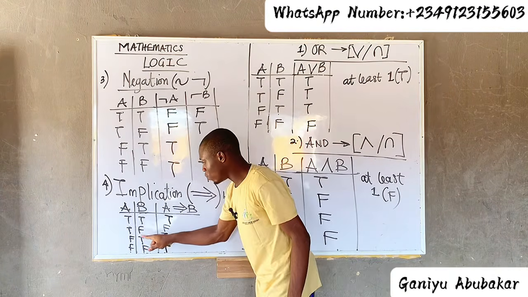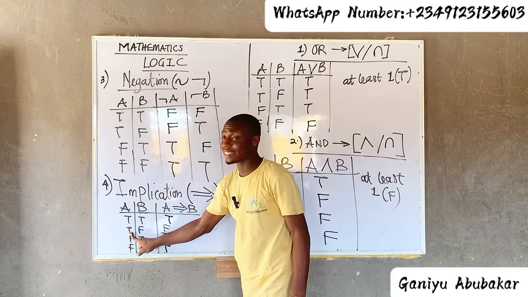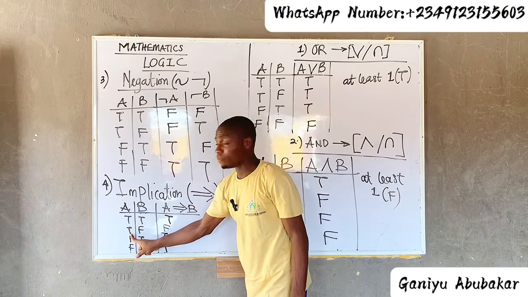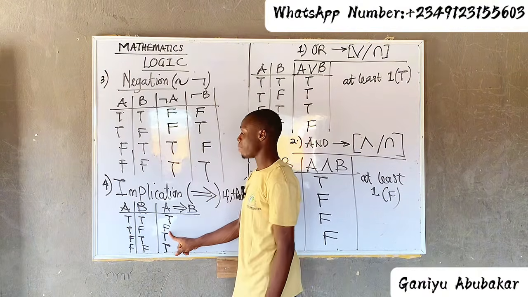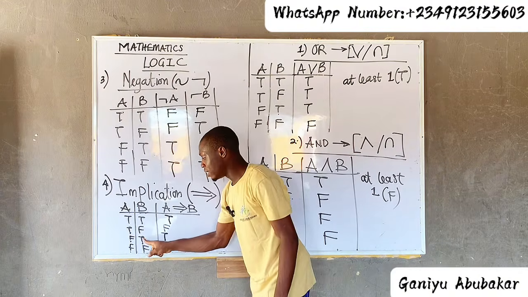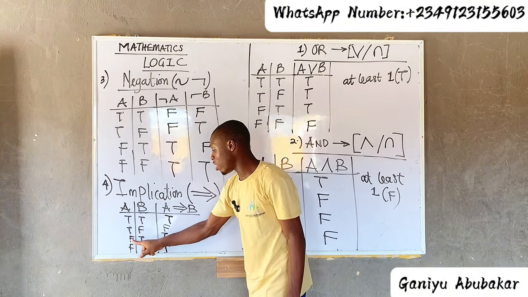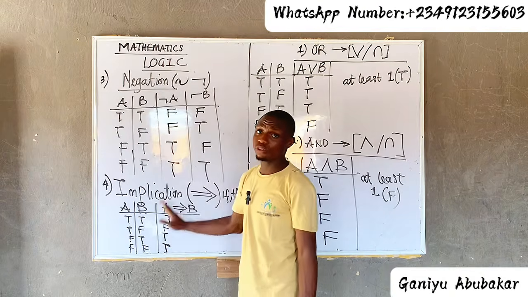For this TF now, which one is the initial? Which one started? Is it T that started? Because T started, I should have false as my answer. The second one is FT. Because F started this, I should have my answer as T. That's how it works.